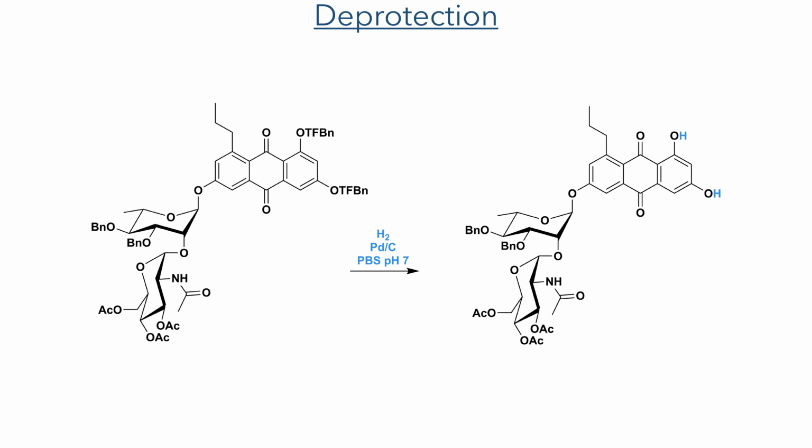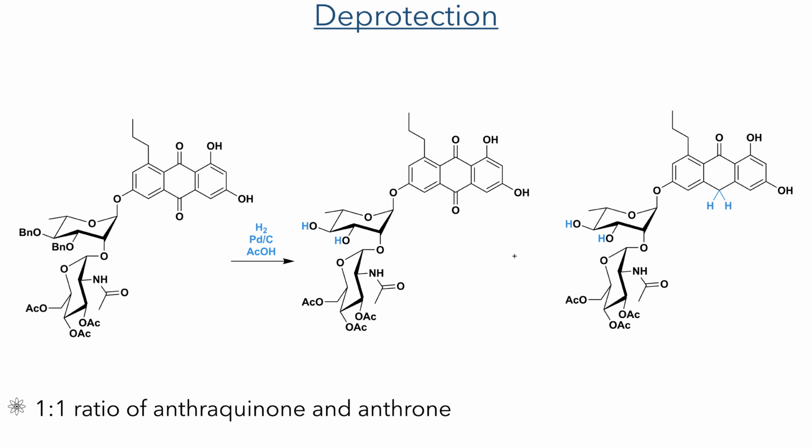With this now complete, the authors moved into the final deprotection stage of the synthesis. The trifluorobenzyl groups were first deprotected using hydrogenolysis with a palladium on carbon catalyst in a pH 7 phosphate buffered saline solution. This was followed by another hydrogenolysis, this time using acetic acid, to deprotect the benzyl groups on the rhamnose moiety. The researchers were unable to find conditions which could carry out both of these hydrogenolysis reactions in one step.